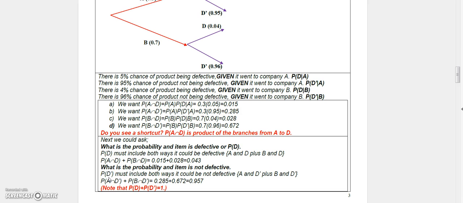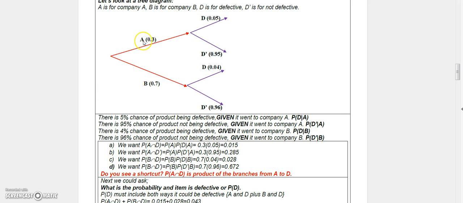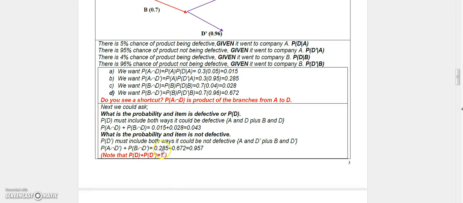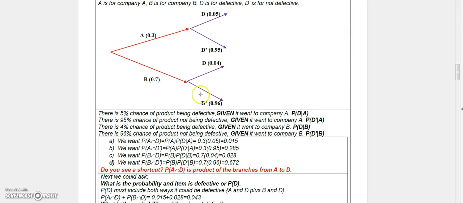So the probability of not defective must include both ways it could not be defective. It could go to A and not defective, so that's 0.3 times 0.95, or 0.285. Or it could go to B and not defective, which is 0.7 times 0.96, which is 0.672. Add the 0.285 to the 0.672, and guess what you get? You get 0.957, which of course is the same thing we would have got if we'd just subtracted 0.043 from 1. So that's how you can find the probability of a part being defective.